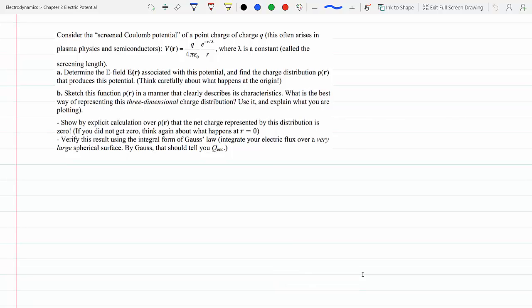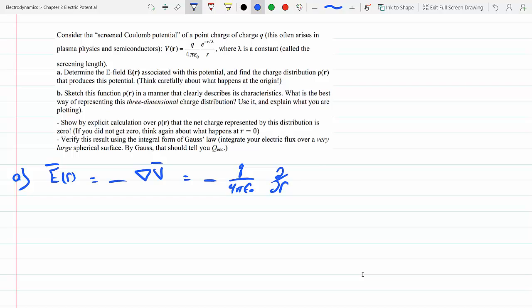Okay, so I will start this part A here. E of r equals minus the gradient of V. So this will be minus Q over 4 pi epsilon, d over dr of e to the minus r over lambda over r. Okay, and so quotient rule here, so let me continue here.